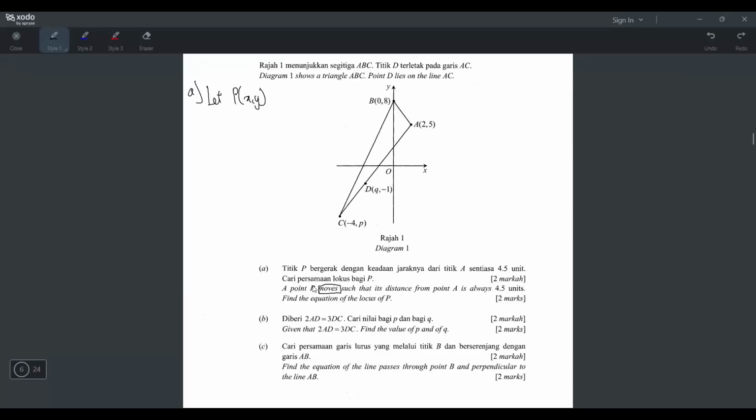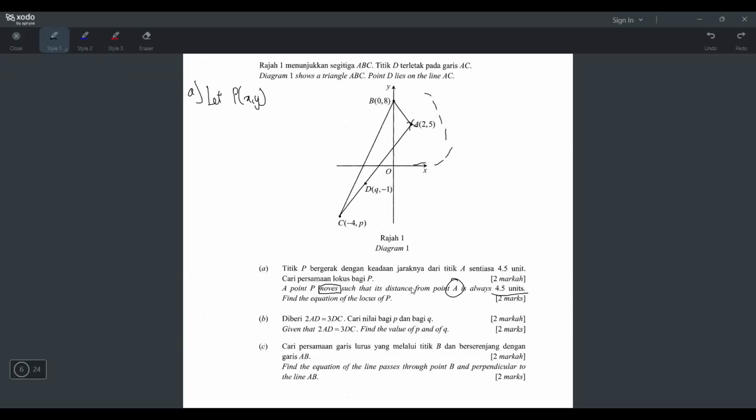Okay, let's see how the point P moves. It moves such that distance from A is always 4.5 units. Find the equation of locus P. It means point A is the fixed point, 2,5, but point P is a moving point, but the distance PA is always 4.5 units. It means P will be a circle surrounding A, and the radius will always be 4.5. That's what it means, right? And they ask you to find the equation of locus P. It means you are finding the equation of a circle.